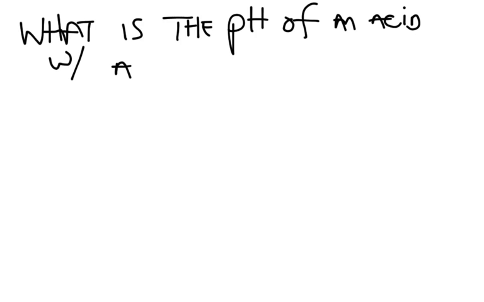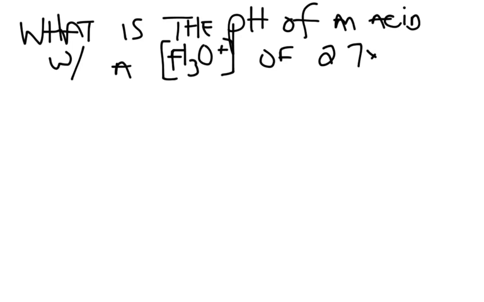What is the pH of an acid having an H3O plus concentration of 2.7 times 10 to the negative 4? Okay, so first thing, there's two things you really have to decide. One, is this an acid or a base? So it tells me pretty clearly it's an acid. That makes my life easier. Second thing is, am I looking for pH or pOH? And I'm looking for pH.